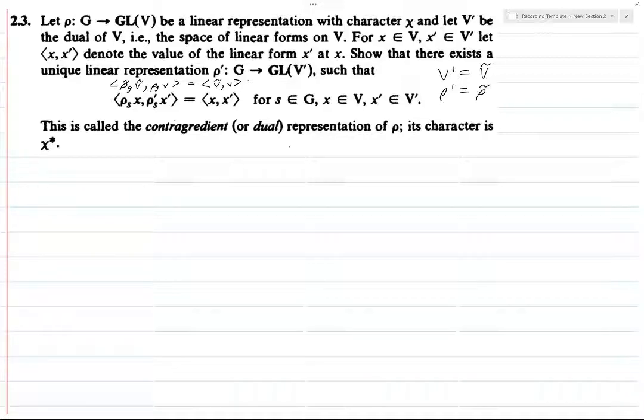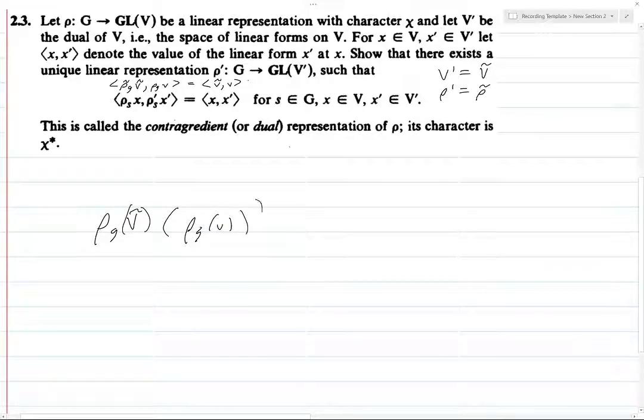So it's the same thing that Serre has, except it's flipped, and I'm not afraid to use little g as an element of a group. And I'm going to do that throughout this exercise too, so don't freak out. Okay, so this inner product is denoting the value of the linear form at this, so it's just evaluation. We don't want to write rho g of v tilde at rho g of v, that's just way too many parentheses. The inner products here are nice to reduce the number of parentheses that we have to write.